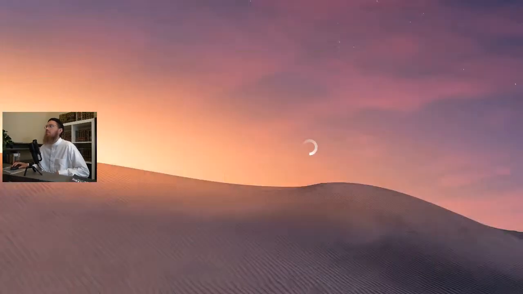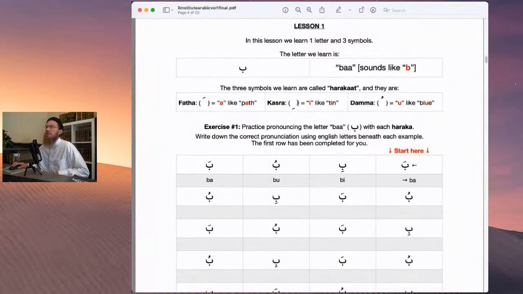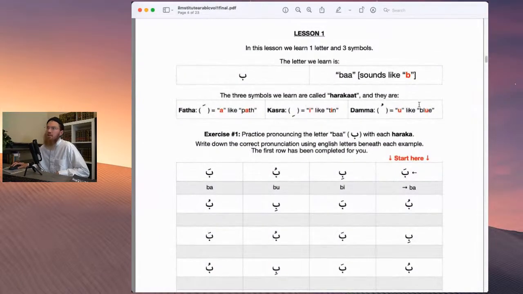All right, so let's get right into it. This is basically how this book teaches you how to read Arabic. Let me share my screen real quick. This is lesson 1. This workbook has 20 lessons. If you go through the 20 lessons and you do the exercises and you practice, you'll know how to read Arabic. So let's start with lesson 1.